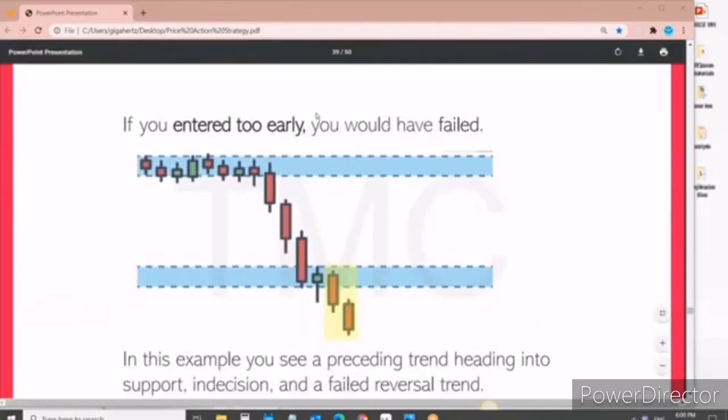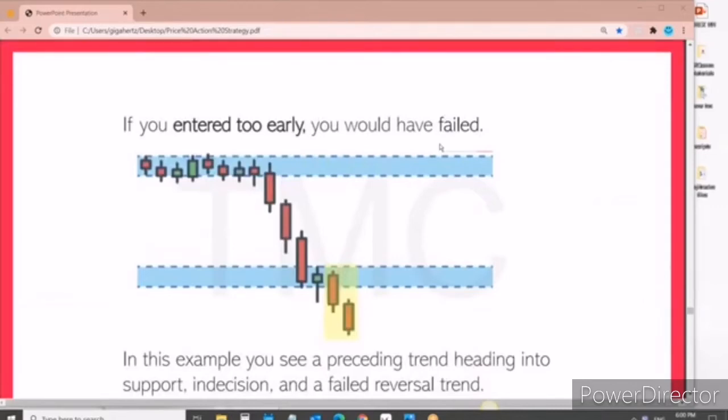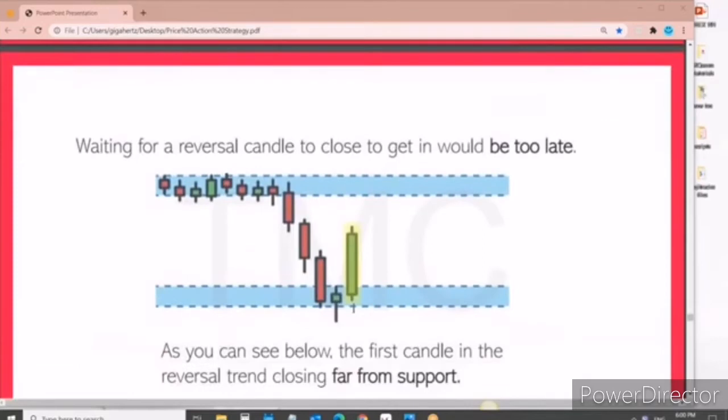So, if you entered too early, you would have failed. Bakit? Kasi yung failed trades happen, there's nothing you can do about them. Pero ang gagawin natin kasi, bago dapat talaga, or right after ng indecision candle, doon ka na papasok. So, ganun lang.